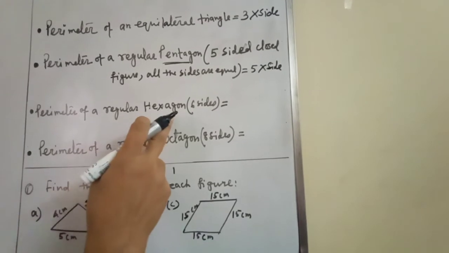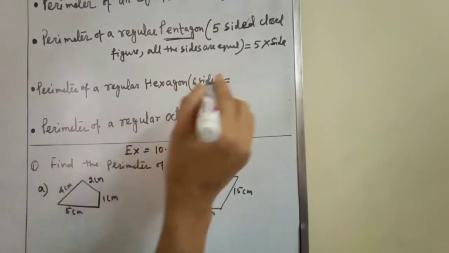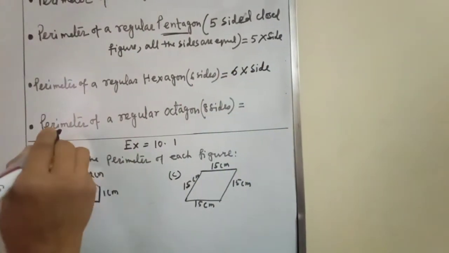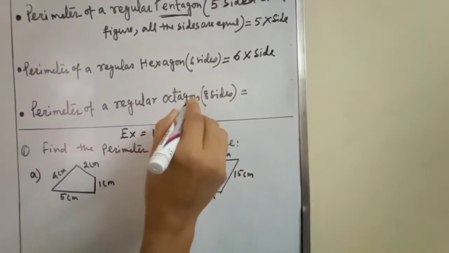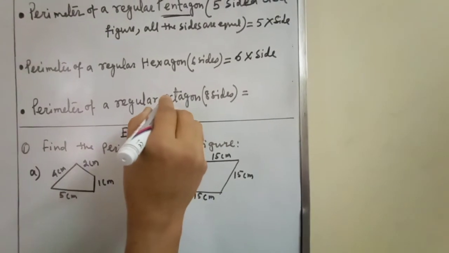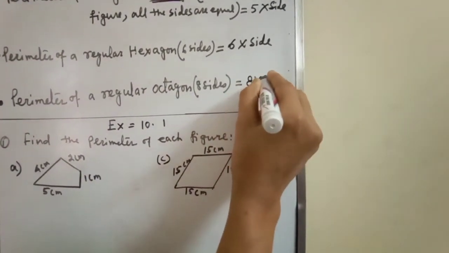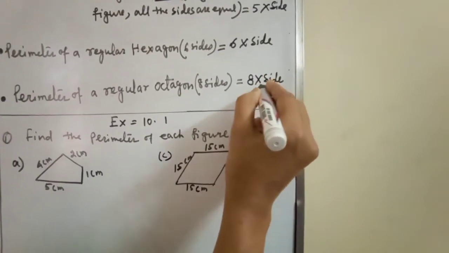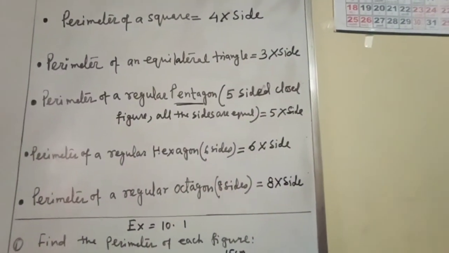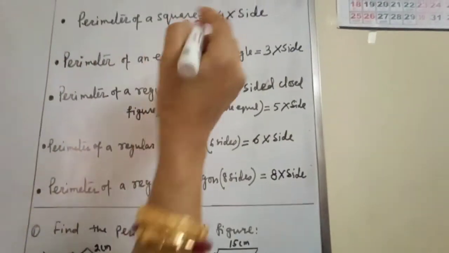Perimeter of a regular hexagon. Hexagon means a 6-sided figure, so 6 into side. Perimeter of a regular octagon. Octagon means 8 sides, a figure where all the sides are equal. So the perimeter of an octagon is 8 into side. Understood? These are the shortcut ways to find the perimeter of any closed regular shape.